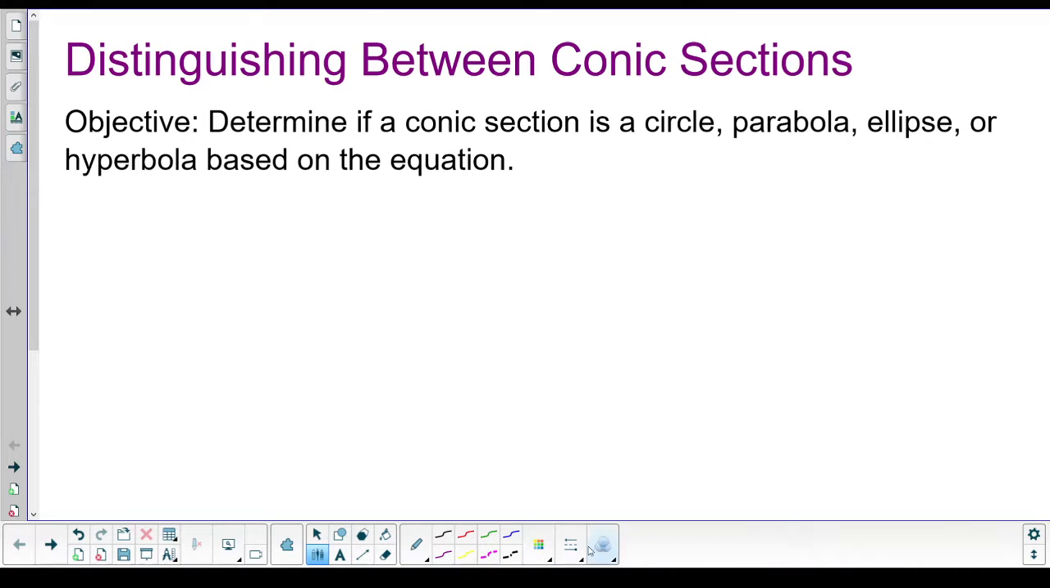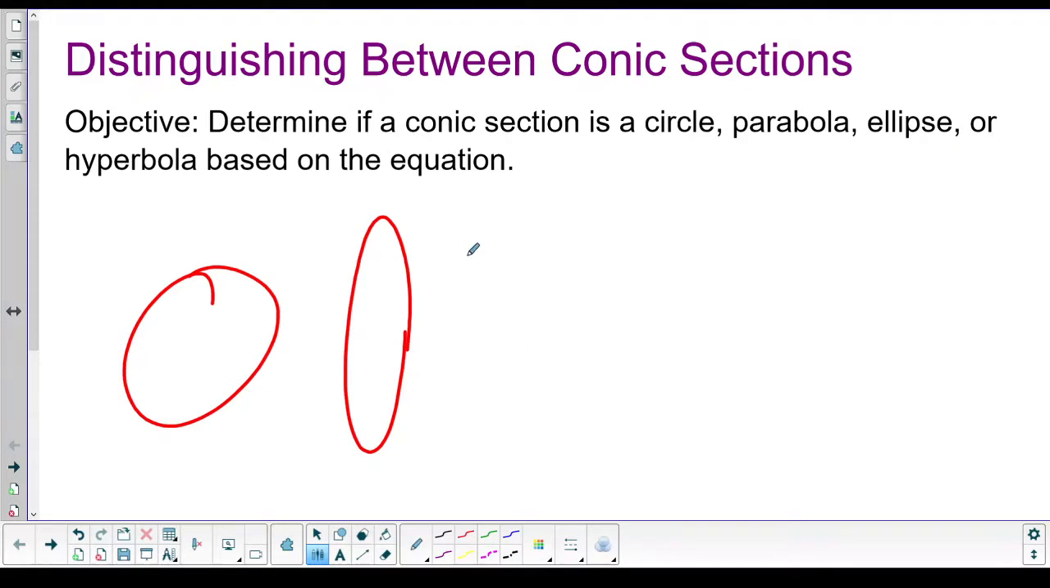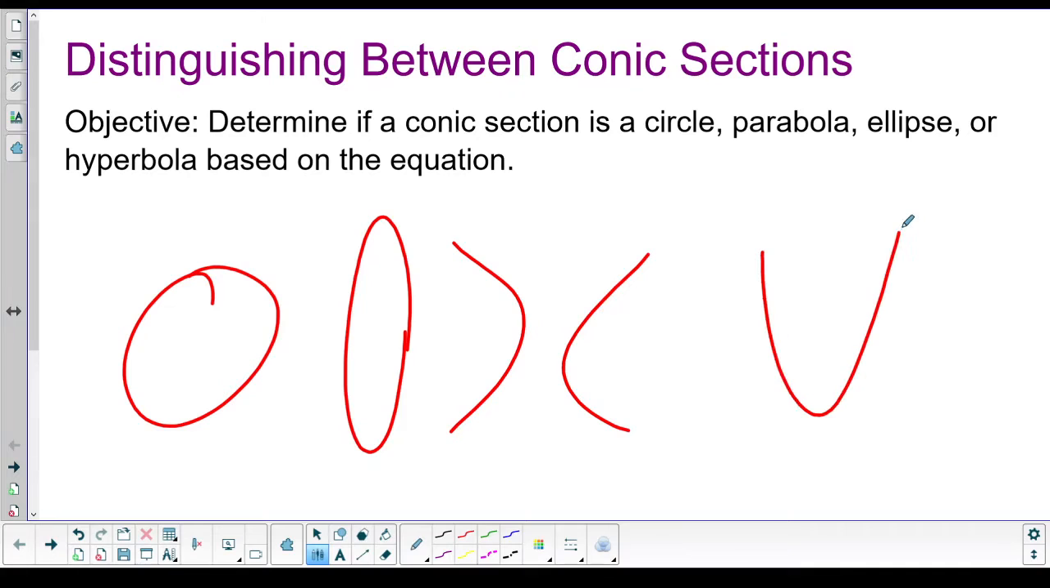We're going to learn how to distinguish between conic sections. If my pen worked. Of course it can't work. All right, now it works. So we're going to talk about distinguishing between conic sections. We're going to look at equations today, and we're going to say, that's a circle. That's an ugly circle. That's an ellipse. We've got some hyperbolas, and then we've got a parabola. So we're going to look at equations, and we're going to determine what type of conic section we are looking at. And then we're going to find the important information for it.